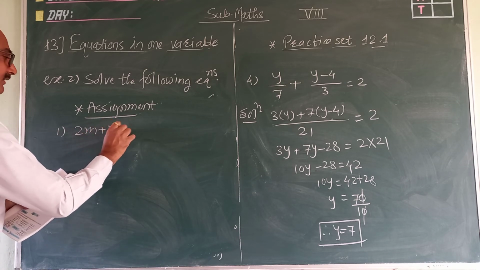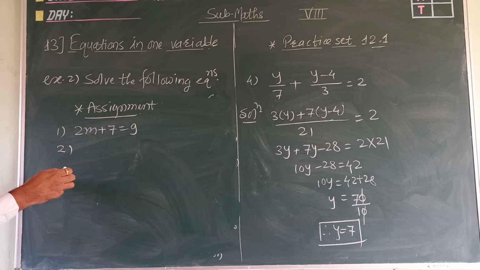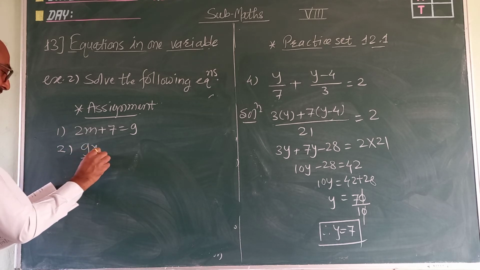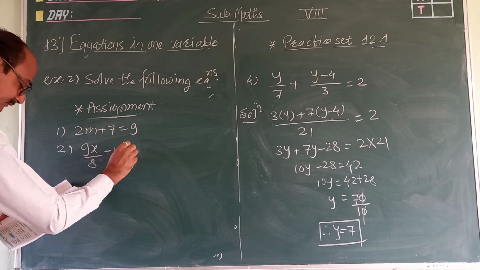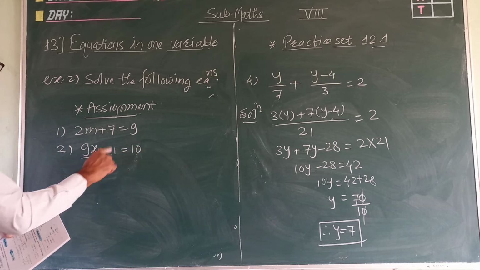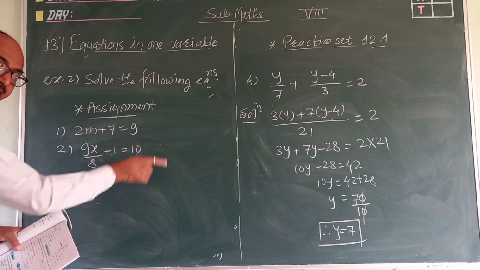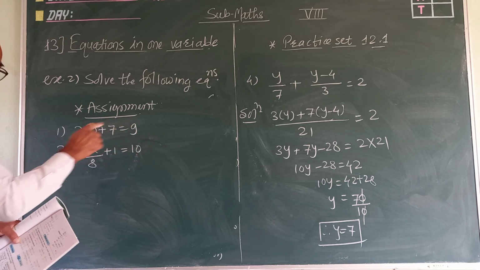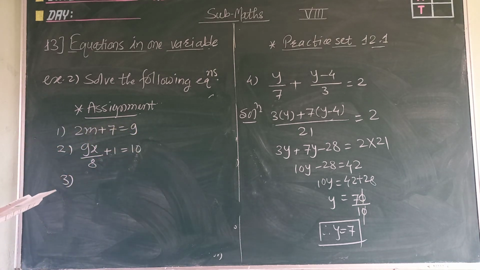2m plus 7 is equal to 9. Second, 9x upon 8 plus 1 equal to 10. Here you take plus 1 to that side, minus. Then the value is divided, take that side, multiply, and then 9 is multiplied, take division. One by one, you have to do those operations. I will see how many students are able to solve that.